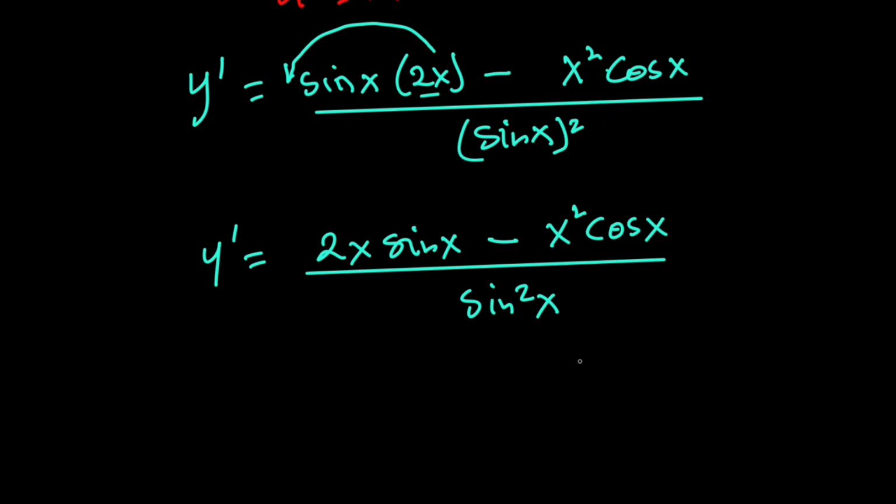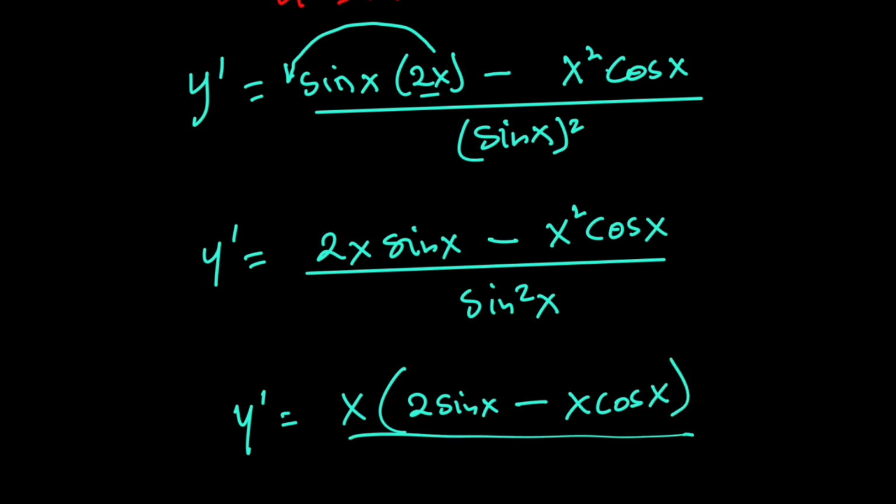And from here, you can just go ahead and factor out x. I think that is the only thing that we can do from here. So y prime is gonna be x out, then we have 2 sine x minus x cos x, all divided by sine squared x. And that is it for this problem.